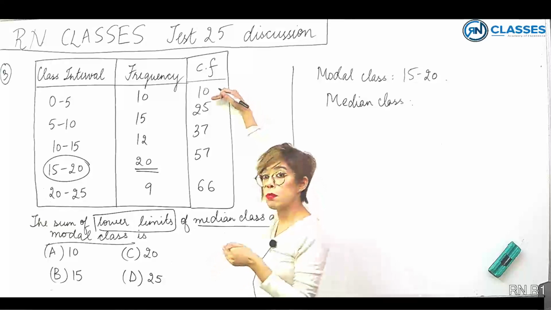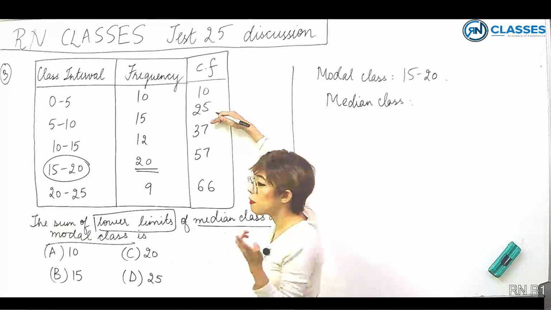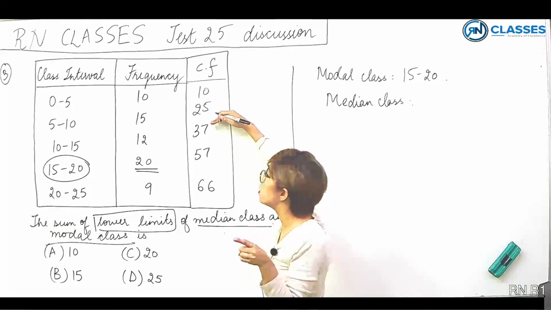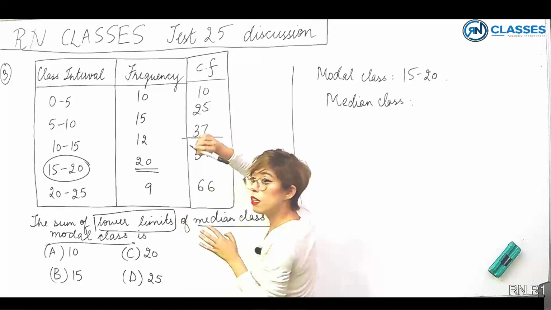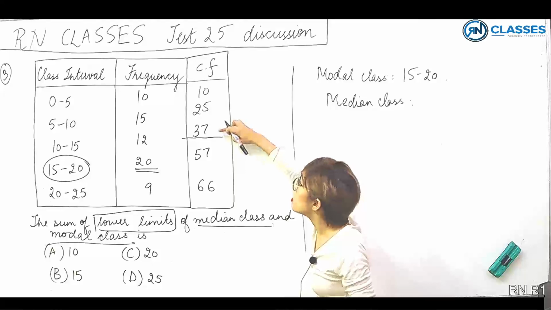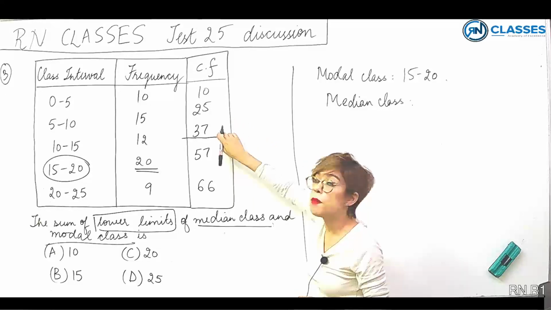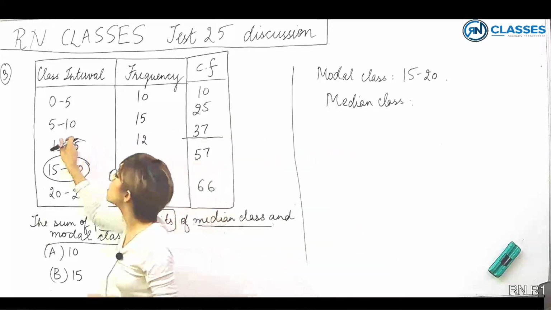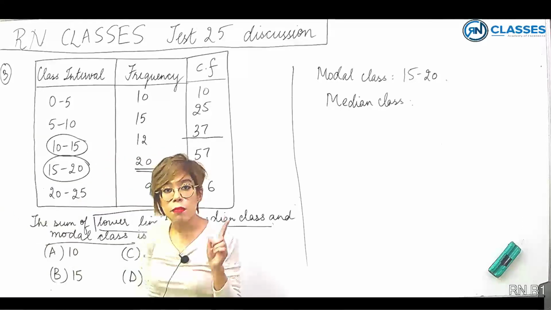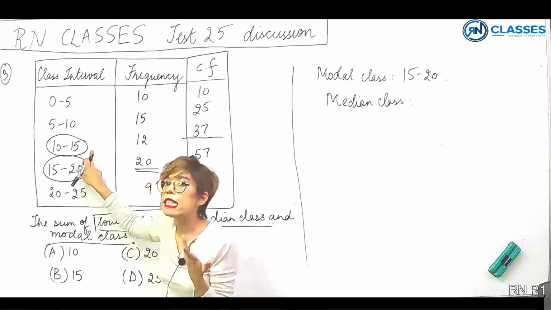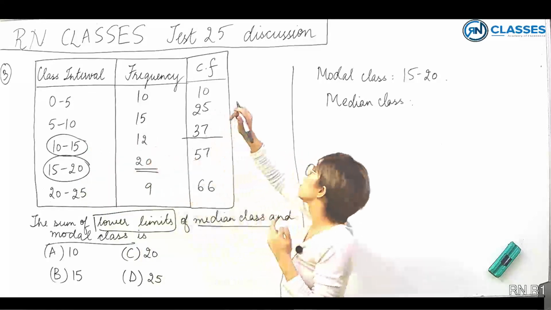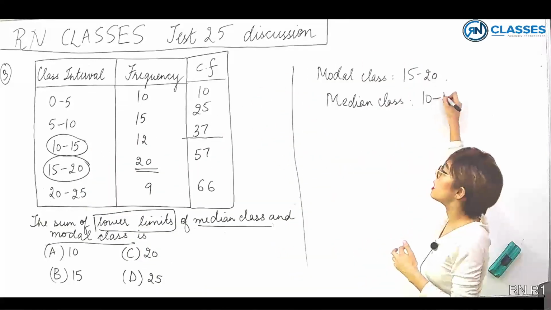Now I need to find out where this 33rd observation lies. Now till here 10 observations have been covered up. Till here 25 observations. I need 33rd. Right? Till here 37 observations have been covered up. So that means my 33rd observation will be covered up somewhere in this interval. So that means the middlemost value will lie in this interval, or I can say this is nothing but the median class, 10 to 15.